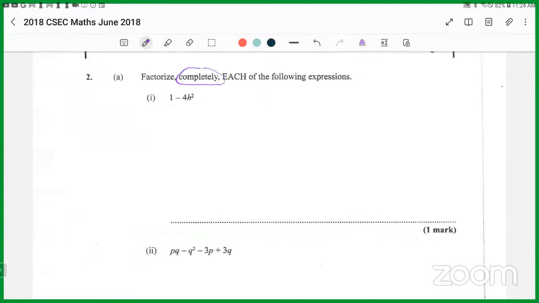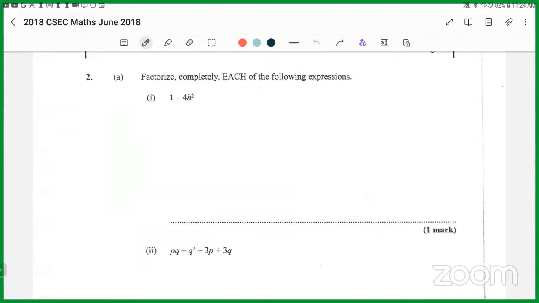That means you cannot stop in the factorization process. You have to factorize all the way down till there are no factors left. There's no further factorization possible. That's what the word completely means. Factorize completely the expressions. So this one, firstly, is the difference of two squares.